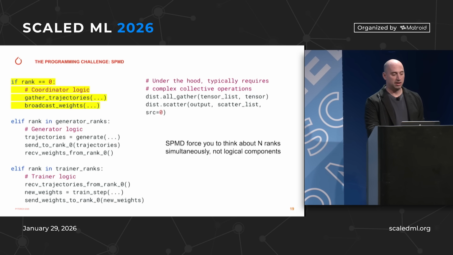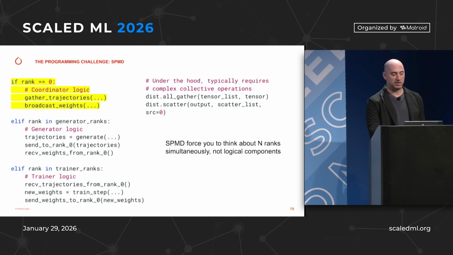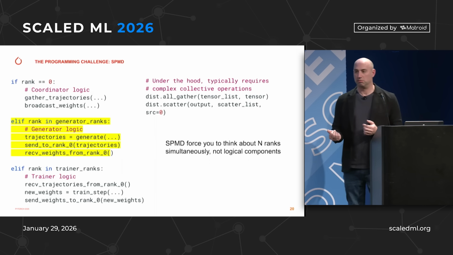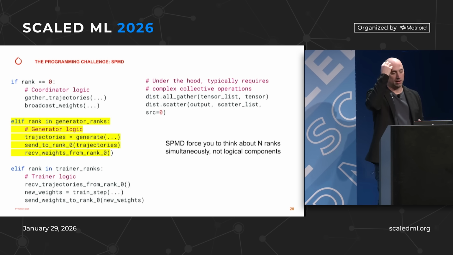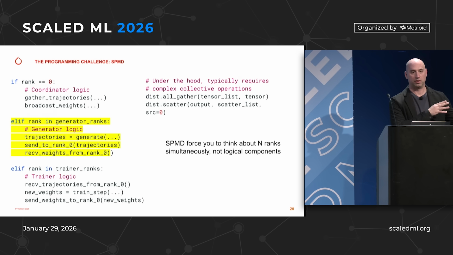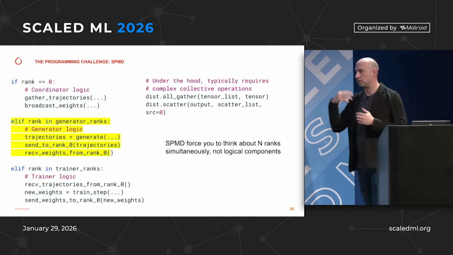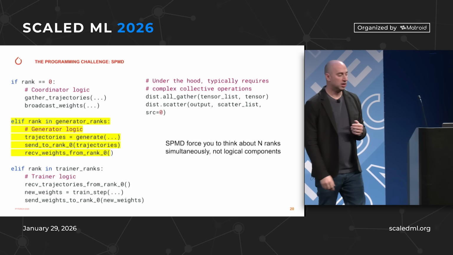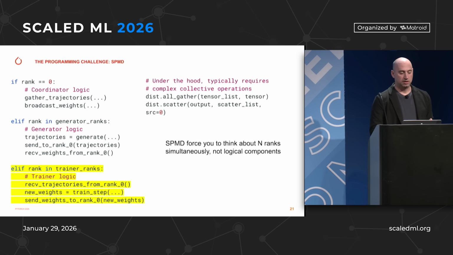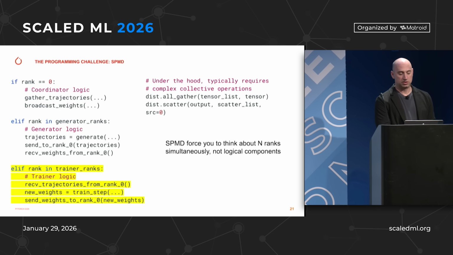So in this case, I have an if statement that says, if this rank, I have some coordinator logic. Else, I'm going to generate a generator. I'm going to have a rank of generators, because I have inference. I'm generating inference, which is basically just prompting the model and generating outputs, and then else, I'm going to generate a trainer.